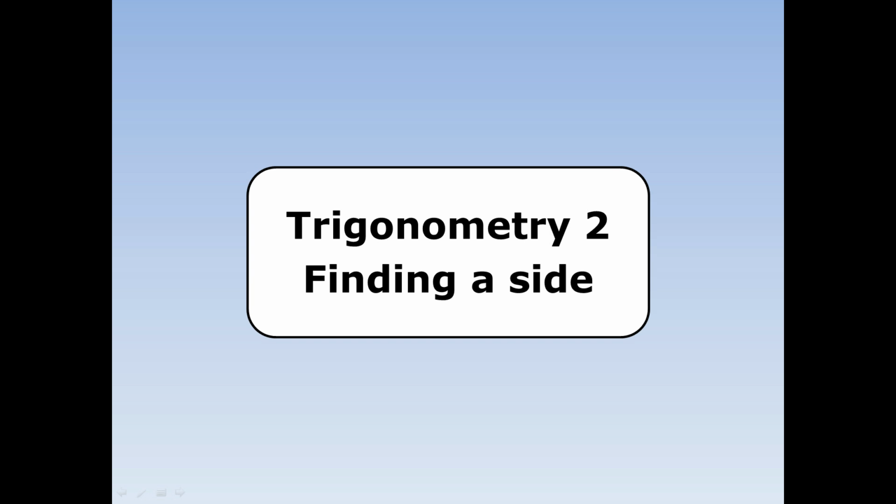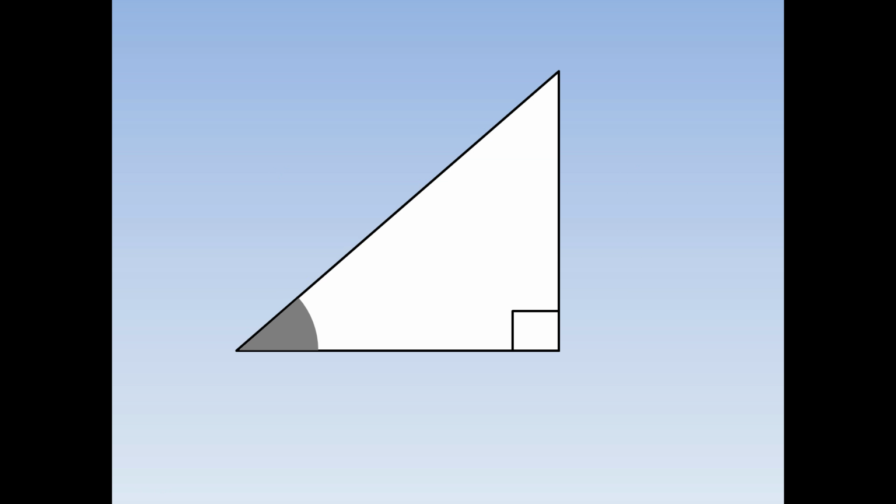Trigonometry 2, finding a side. Trigonometry is all about finding sides and angles of right angle triangles. Before we can do that, we need to label everything on the triangle.